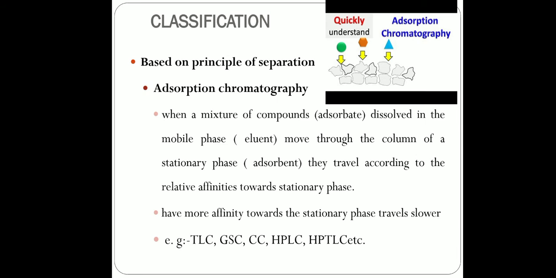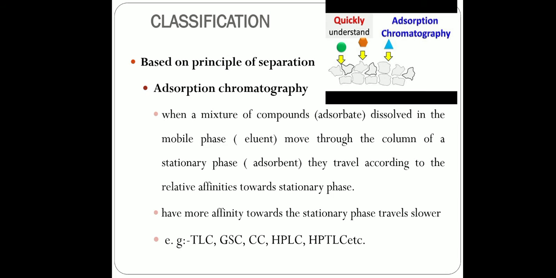Next, about the classification of chromatography. This is one more important topic. The first type of classification is based upon the principle of separation. Based upon the principle of separation, they are mainly classified into two: adsorption chromatography. It's not absorption, it is adsorption, not absorption. What's the difference between adsorption and absorption?